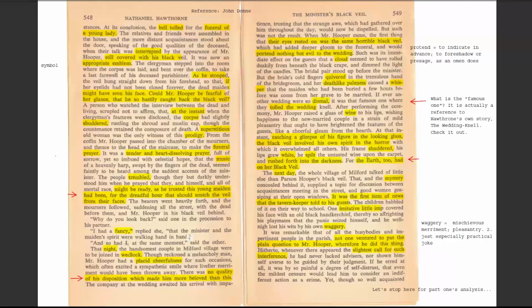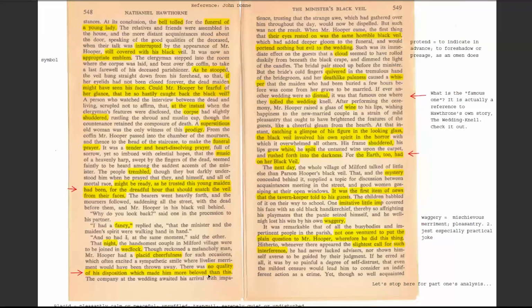Again, what we're seeing here is people's imaginations going very strongly. I had a feeling, I had a fancy that they were walking hand in hand. And so had I at the same moment, said the other. And that night, the handsomest couple in Milford Village were to be joined in wedlock.